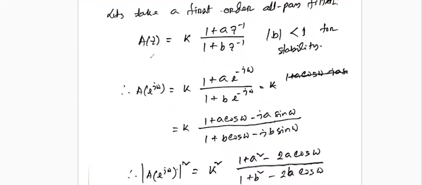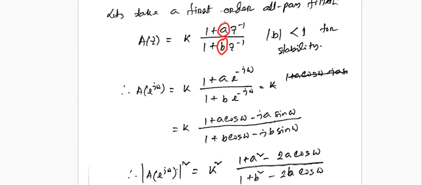Let A(z) be equal to this. This is of course a first order filter, where K, previously we called A, now I am giving K. So no problem with that. A(z) equals K times (1 plus a z to the power minus 1) over (1 plus b z to the power minus 1), where of course b is less than 1 for stability. You understand that this b represents the pole location, and this a represents the zero location.